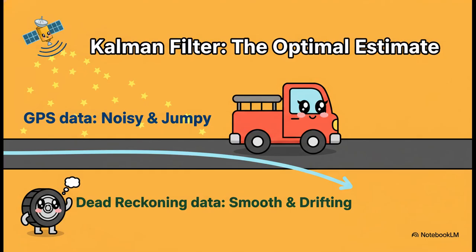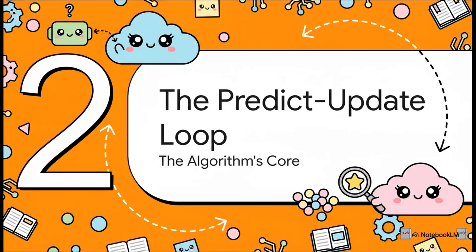Let's make this super concrete with a great analogy. Imagine a truck. It has two systems to figure out where it is. First, you've got a GPS. It gives pretty accurate data, but the readings jump around a lot. That's our noisy signal. Then you have dead reckoning, which just uses wheel turns and steering angle. That gives you a beautifully smooth path, but tiny little errors build up over time, and it starts to drift away from reality. The job of the Kalman filter is to brilliantly combine the best of both. So how in the world does it actually do that?